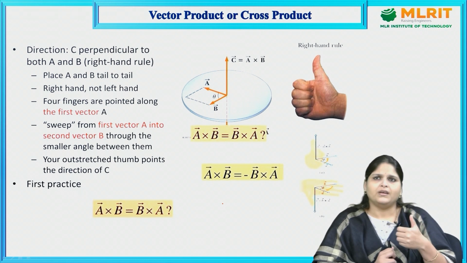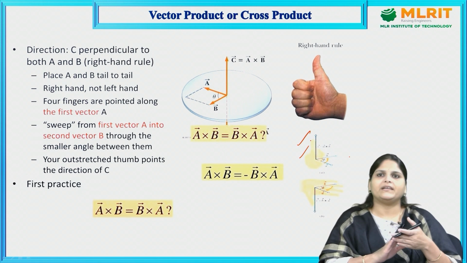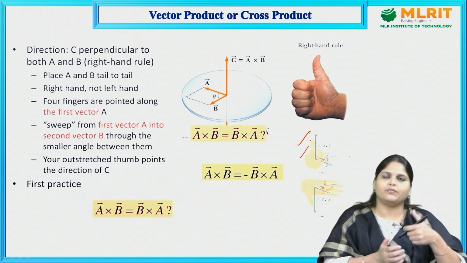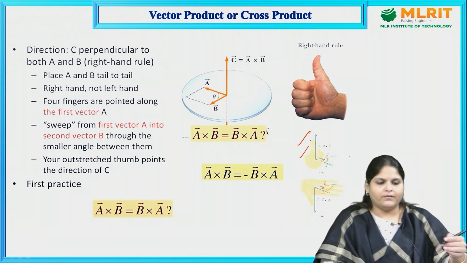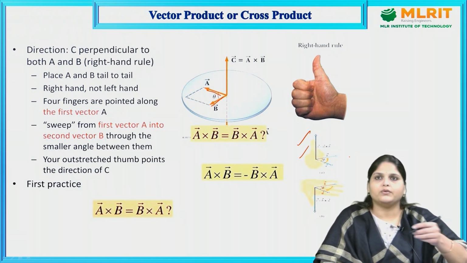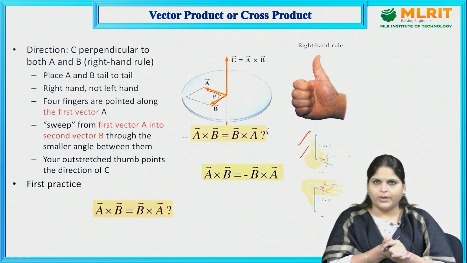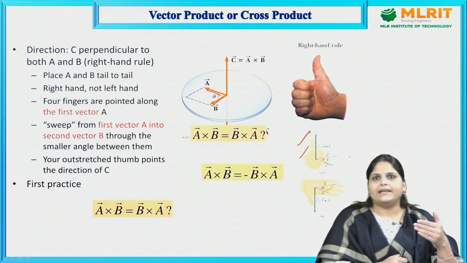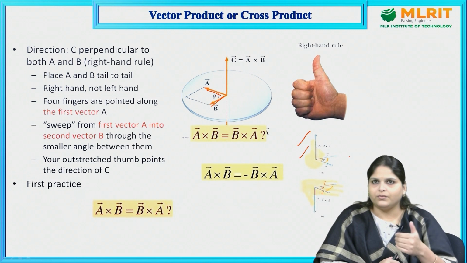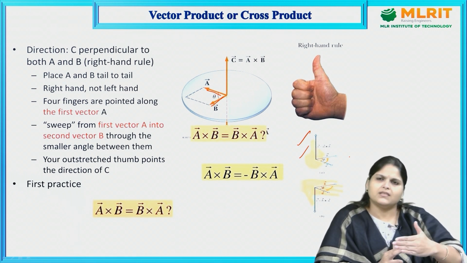So basically, by this you can understand, but in the palm you can take two vectors A and B. This thumb you can take as the resultant of both of them. Okay, so if you just go with this diagram, let us place A and B where one end is joined, meaning tail to tail. Okay, and the four fingers are pointed along the first vector. Okay, let us now sweep from the first vector A into the second vector with some small angle.